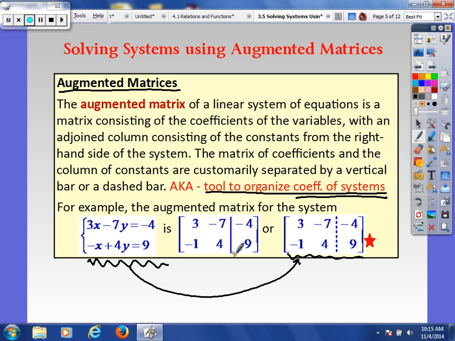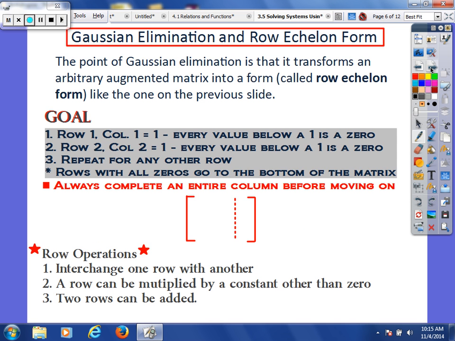So a line's okay. Some teachers teach it that way. Some textbooks do it that way. I'll end up using more of a dash line. That's just what I'm accustomed to. And so either would be perfectly fine. So moving on, past what is an augmented matrix, what is our goal, what are we trying to accomplish?